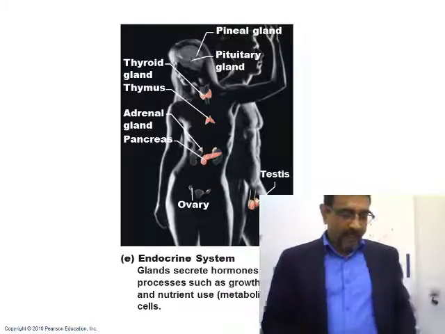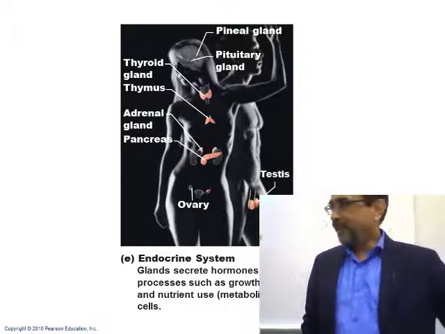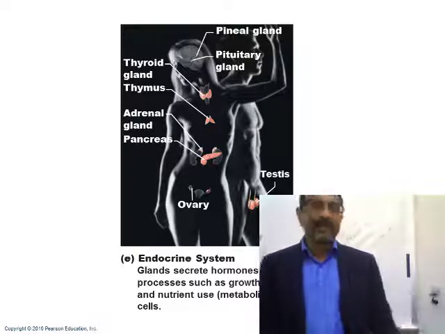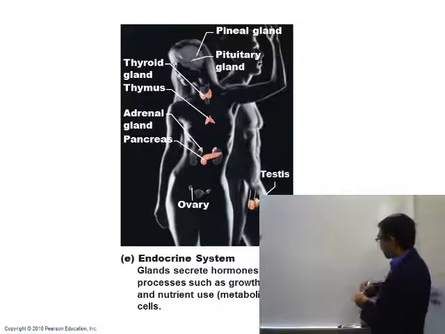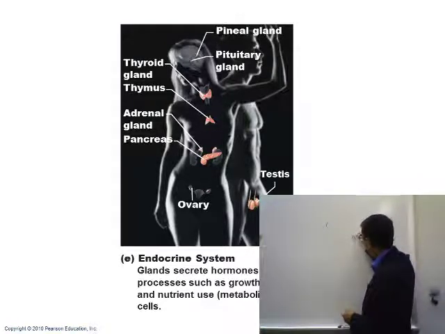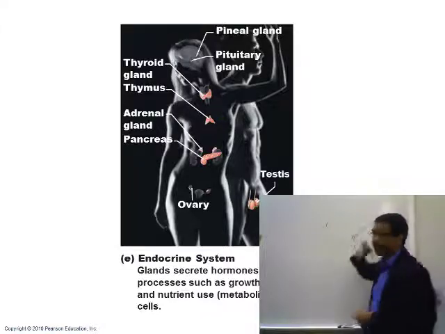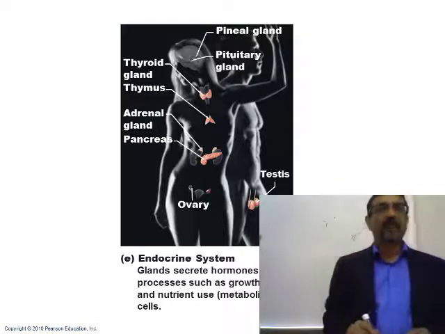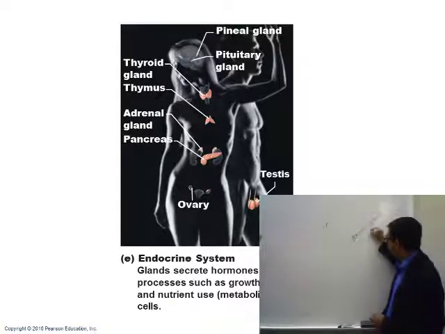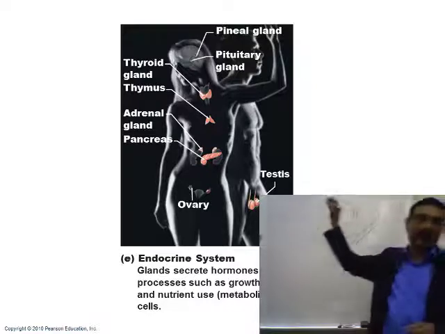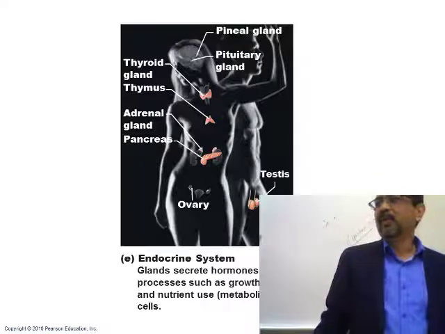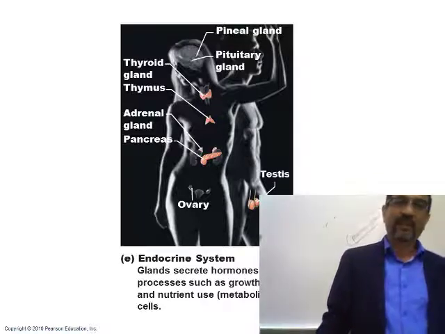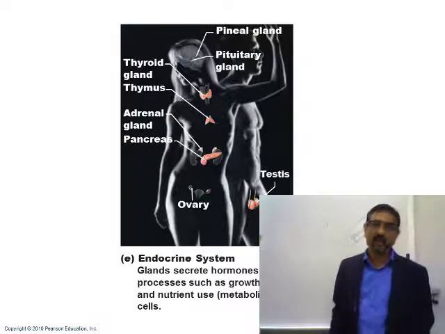Let me just mention the function, one or two of each. The pituitary gland is also known as the master gland. Why? Because this is the boss of all the glands. The pituitary gland controls the other glands of the body. That's why it is called the master gland.